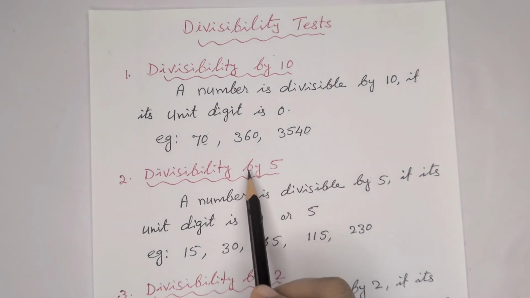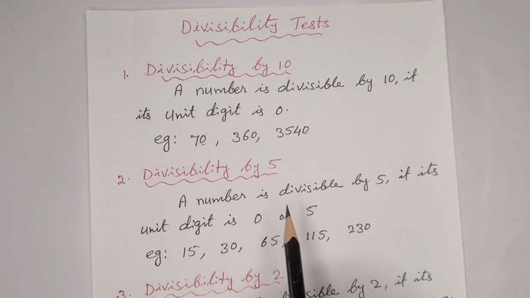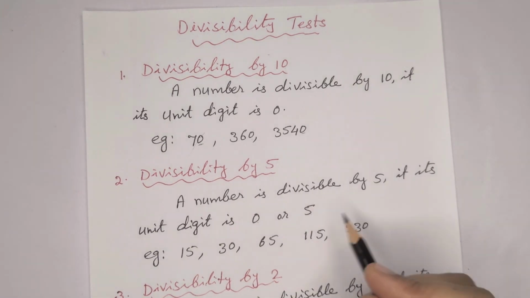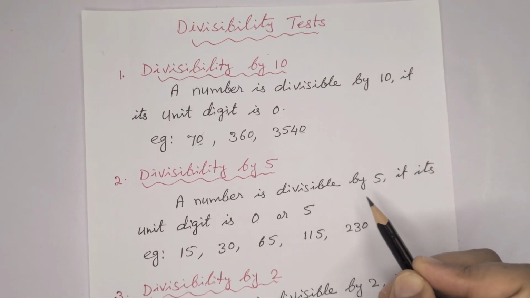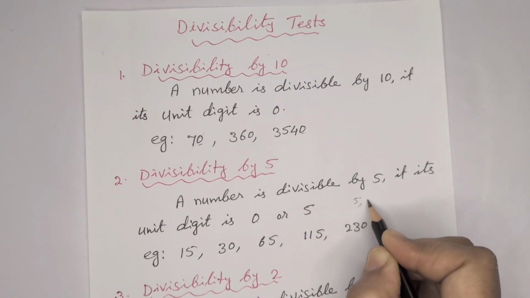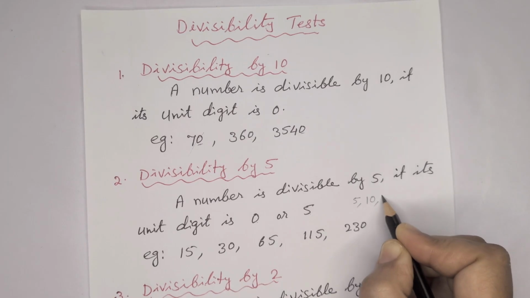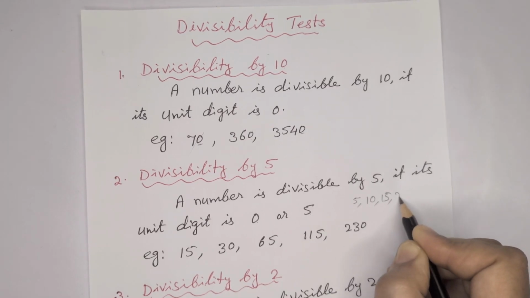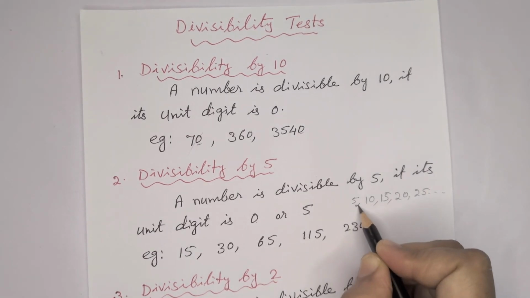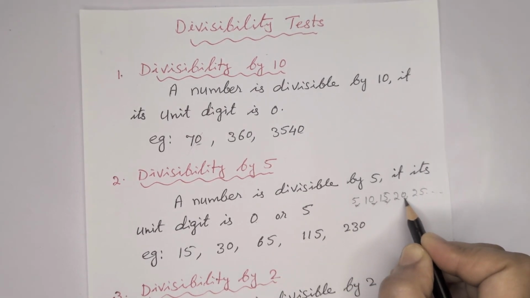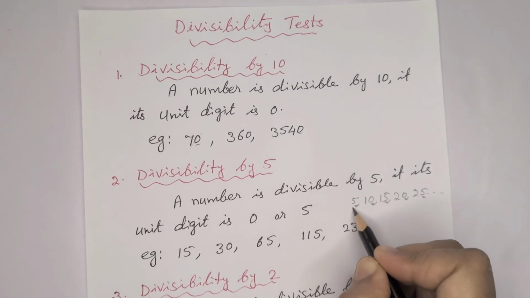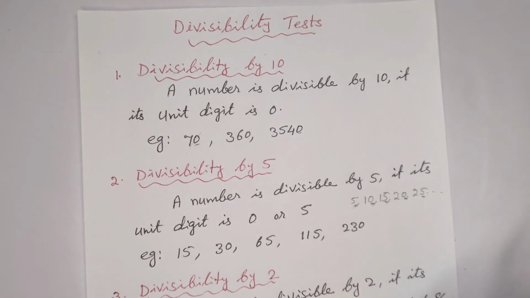Next one, 5. Same way. If the unit place digit is 0 or 5, we can see the multiples of 5. In the multiplication table of 5, it goes 5 ones are 5, 5 twos are 10, 5 threes are 15, 5 fours are 20, 5 fives are 25, etc. Look at the unit place digit. Only 2 digits are coming, 5 or 0. Here 5, 0, 5, 0, it goes on like that.